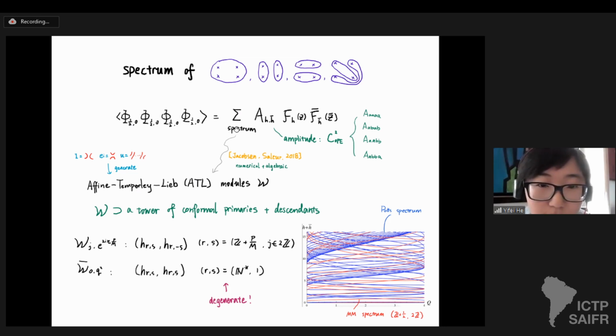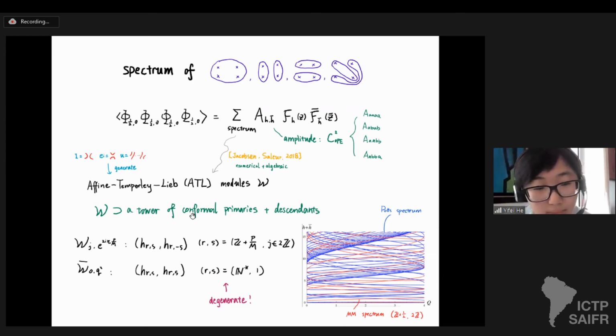So the spectrum here was recently found in this paper. They are given by representations of the affine Temperley-Lieb algebra, which is an algebra describing the loops of the Potts model, which are generated by some elements on the lattice with their algebraic relations. And each of these modules, we're going to label with this W. And each module contains a tower of conformal primaries and descendants.